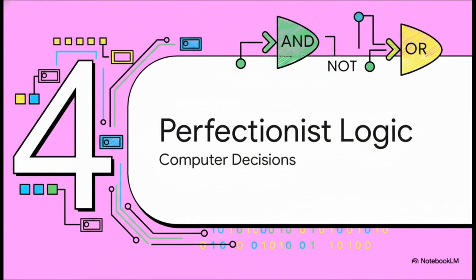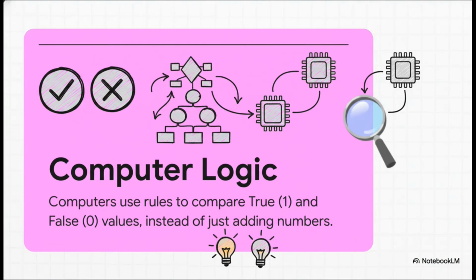Pretty cool. Now, for the final piece of the subnetting puzzle, we need to see how they make simple decisions. And it all comes down to these little things called logic gates. So this is where things get really interesting. We're not just counting anymore. Now our 1s and 0s take on a new meaning. 1 means true and 0 means false. And computers use these dead simple rules to compare them.